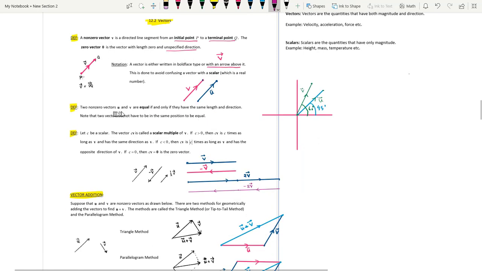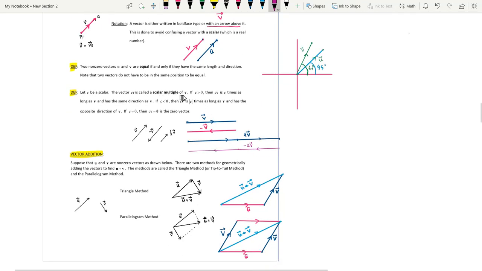Now, two non-zero vectors u and v are said to be equal if they have the same length and the same direction. If they go in the same direction and they have the same length, then those two vectors are called equal. If you look at this graph, the length of vector u and the length of vector v is the same, but the direction is different. The vector u makes a 45-degree angle with the x-axis, whereas v makes 60 degrees with the x-axis. So their direction is different. So these two vectors are not equal, whereas these two vectors are equal.